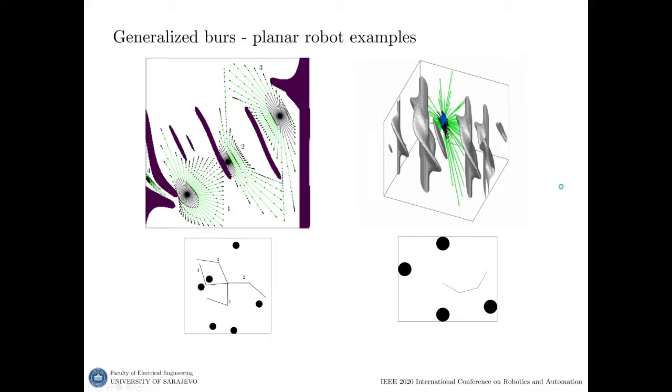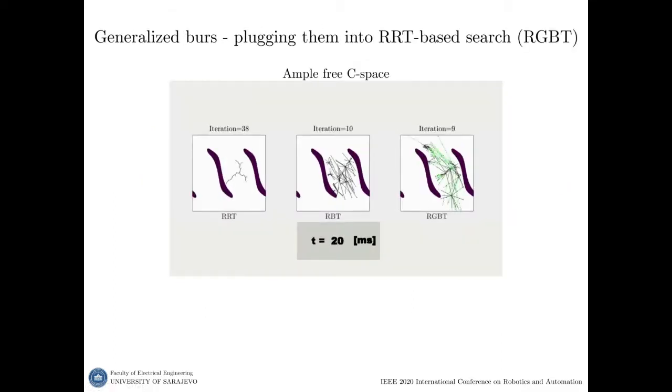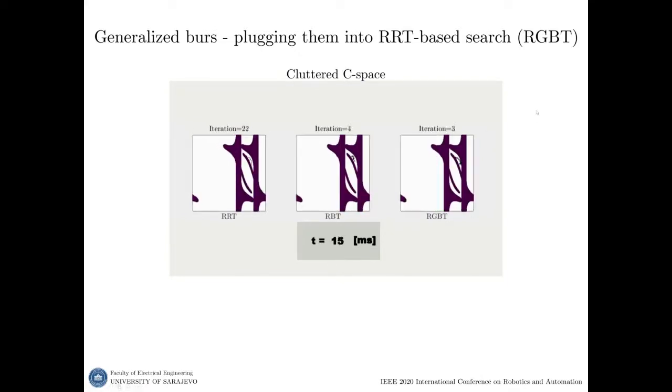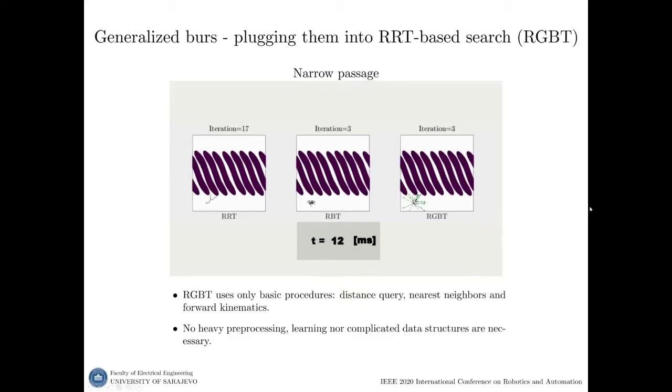Here we have the side-by-side comparison of RRT, RBT that uses ordinary Burrs, and RGBT that uses generalized Burrs for tree expansion. This example shows the scenario where obstacles do not occupy much CSpace. Further, we have a more complicated scenario with cluttered space. Again, we can see that RGBT explores the CSpace much faster than other algorithms. Finally, we have a side-by-side comparison of algorithms for a scenario involving narrow passages. Once again, we clearly see the exploratory capabilities of RGBT.